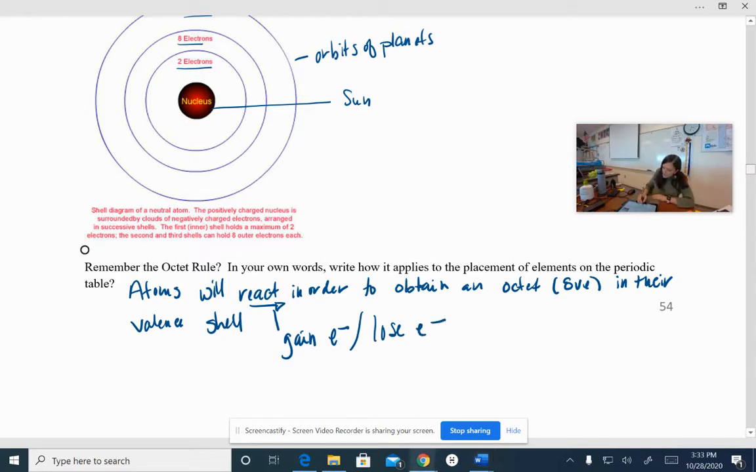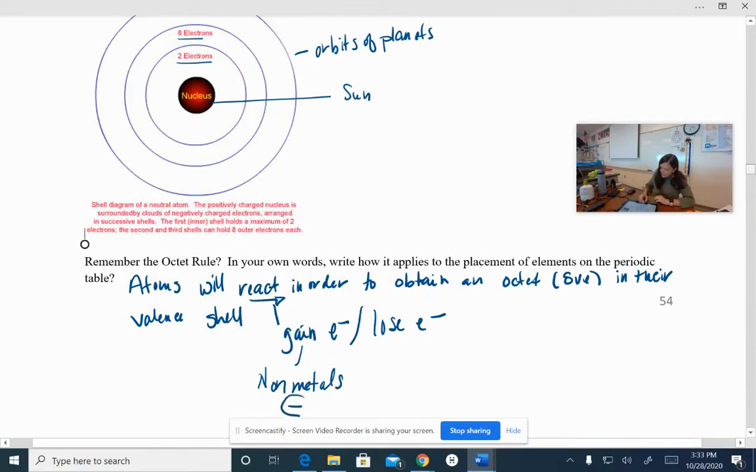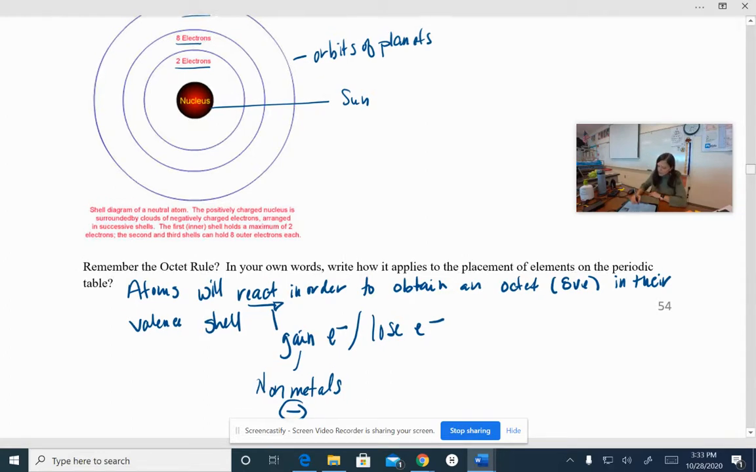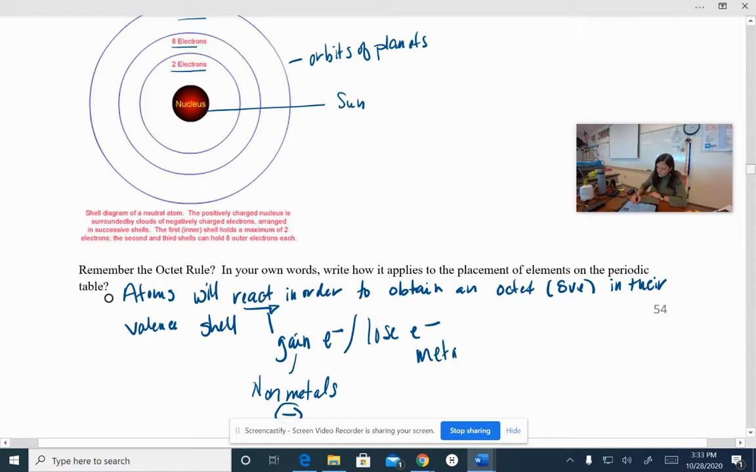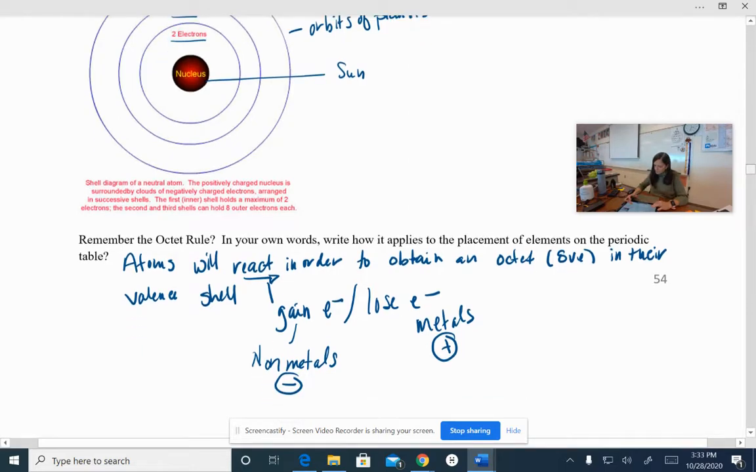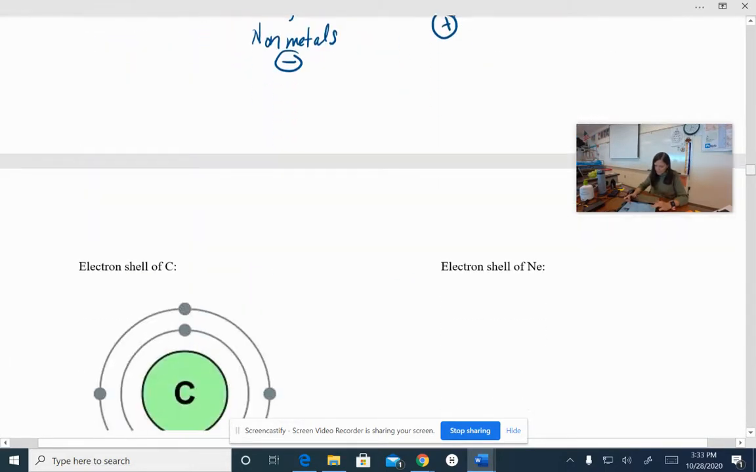Now, the atoms that tend to gain electrons are our nonmetals. And if I gain electrons, I will create a negative ion. And the atoms that tend to lose electrons to achieve that octet are our metals. And if I lose electrons, remember electrons are negative, so if I get rid of the negatives, I end up having a positive charge. Okay? That will be really handy in a few.